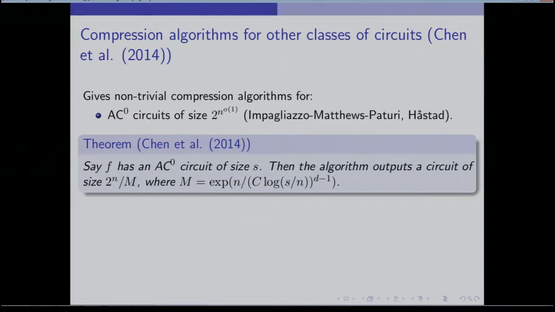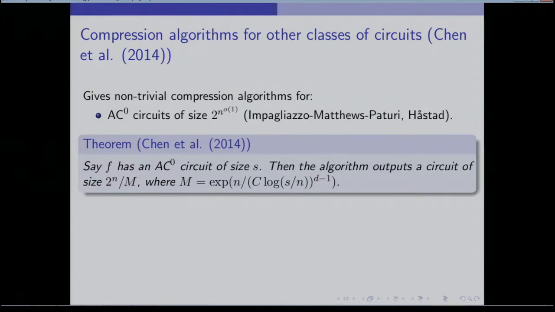And what's interesting about this, and something I want to stress, is that the regime in which this algorithm is non-trivial, the regime in which the circuit output is non-trivially small, is exactly the regime in which we have lower bounds for AC0. Right? So the strongest lower bounds we can prove for AC0 are of the form 2 to the n to the 1 over d minus 1.